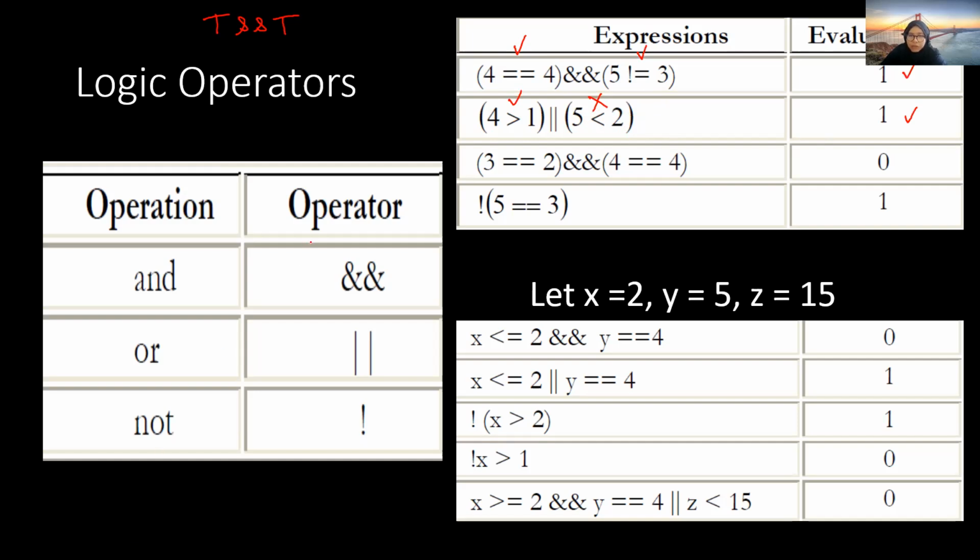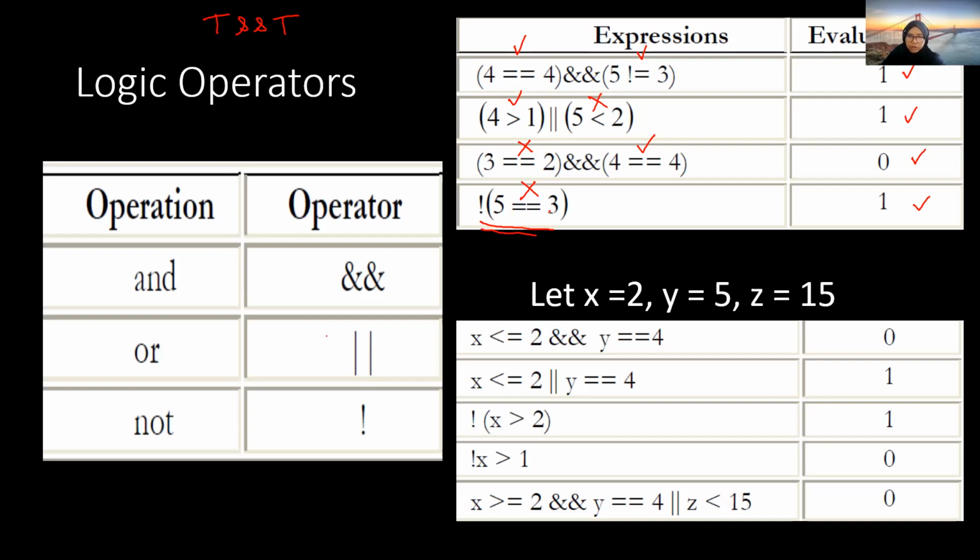So if you remember that one: 3 is equals to 2, false. 4 equals to 4, yes. But yes and no, it will be no. 5 equals to 3, that is false. So not false is true. Usually people are confused about this one. So not false: it's false, but not false is of course true.